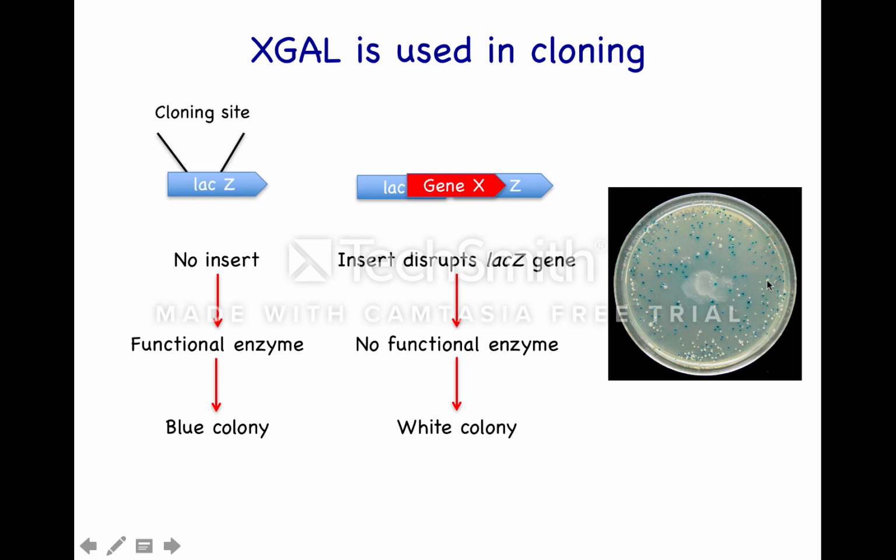And so on your plate, you would get a whole bunch of colonies. Some would be blue, some would be white. And so if you want to get the colonies that have a bacteria with a plasmid in which you have been able to clone your gene, which color would you want to pick? You'd want to pick the white colonies, and those ones would successfully have cloned your gene into that cloning site. If you ever saw a blue colony, you would know that nothing had been inserted into the LAC-Z gene, so you got the functional enzyme, which can then process XGAL into this blue color.